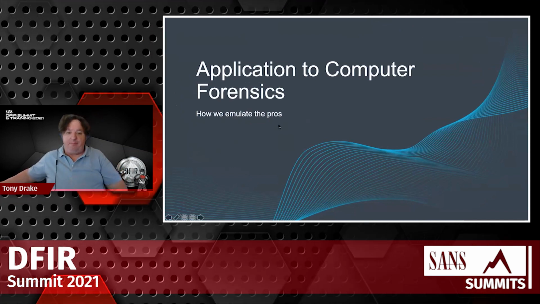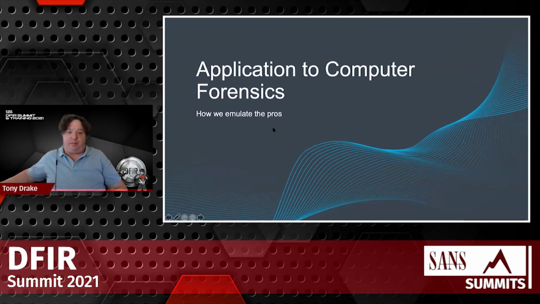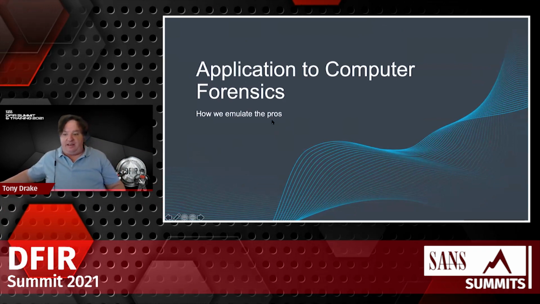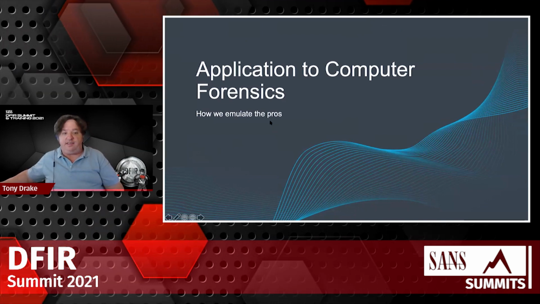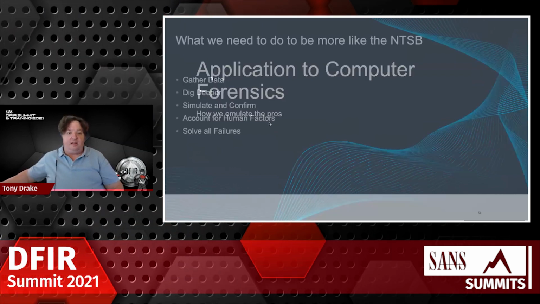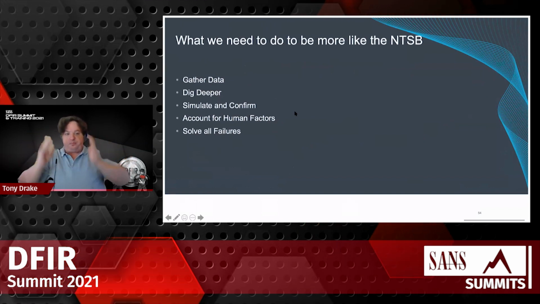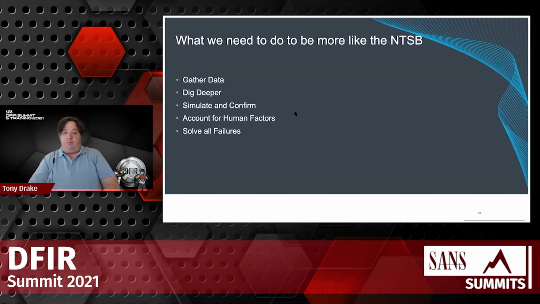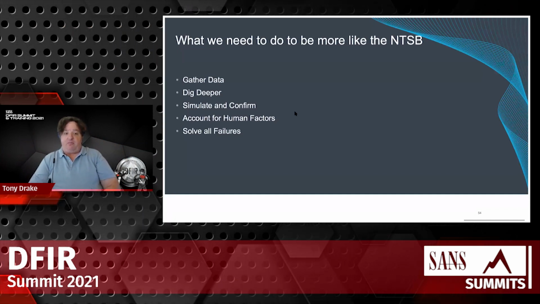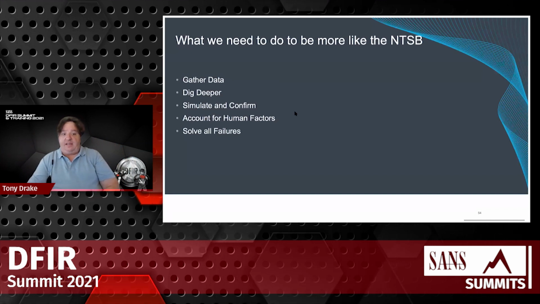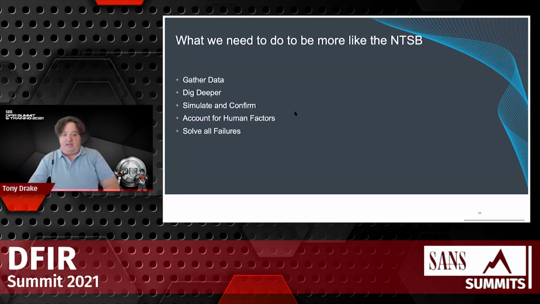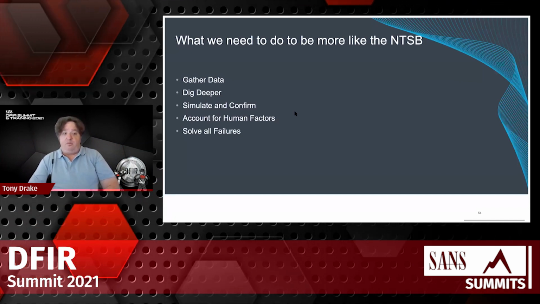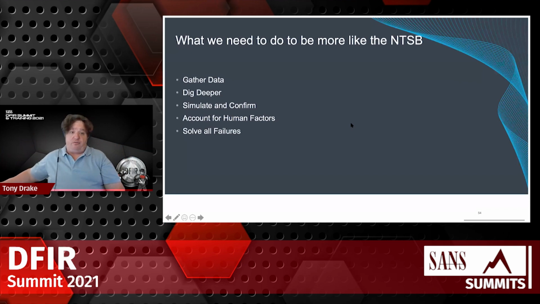So that's great, but how does this apply to computer forensics? That's great because we're not investigating air disasters, we're investigating computer incidents. So what does this have to do with us? Well, I would argue that there are 5 areas that we need to look into in order to be more like the NTSB and to have better results. They are gathering data, digging deeper into that data, simulating and confirming our hypotheses, accounting for human factors, and solving for all failures.